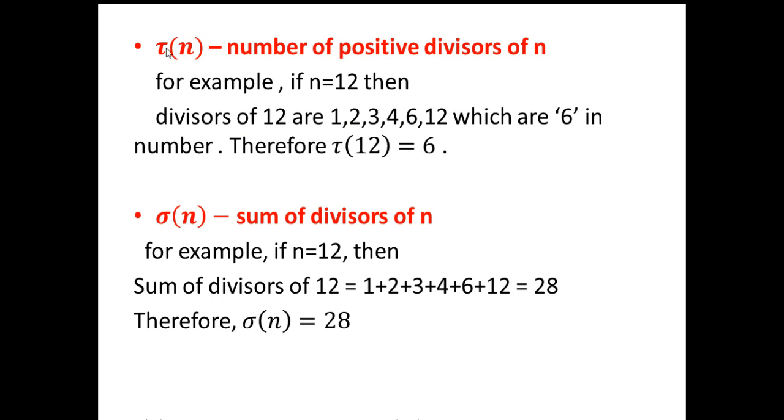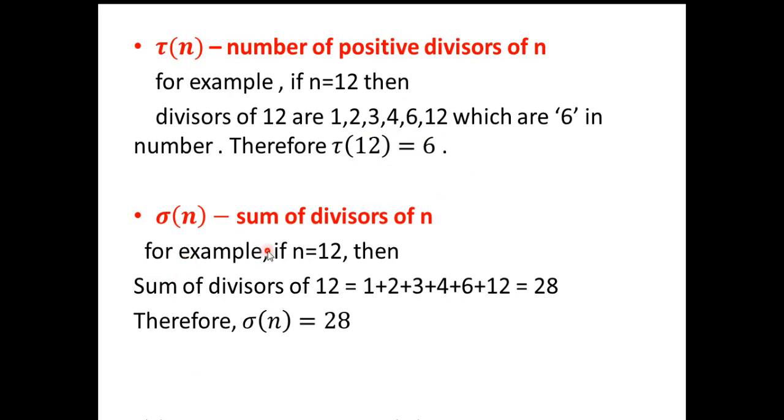Let us see these two number theoretic functions. First is tau n, that is the number of positive divisors of n, and second is sigma n, the sum of divisors of n. So let us see this example when we have taken n is equal to 12. Divisors of 12 are 1, 2, 3, 4, 6, 12. They are 6 in number. So tau 12 is 6.